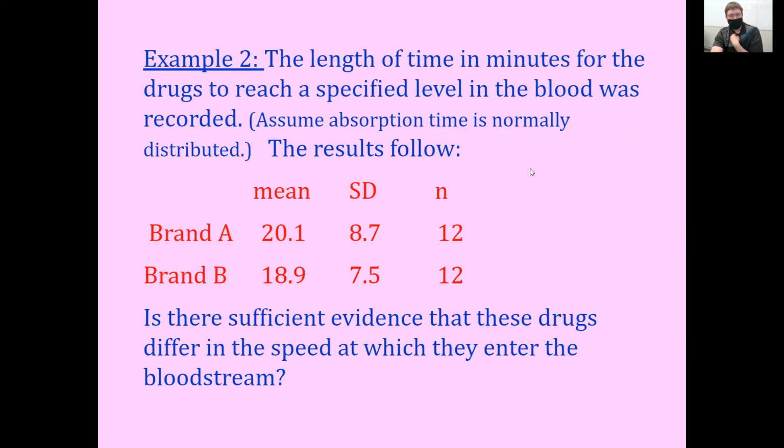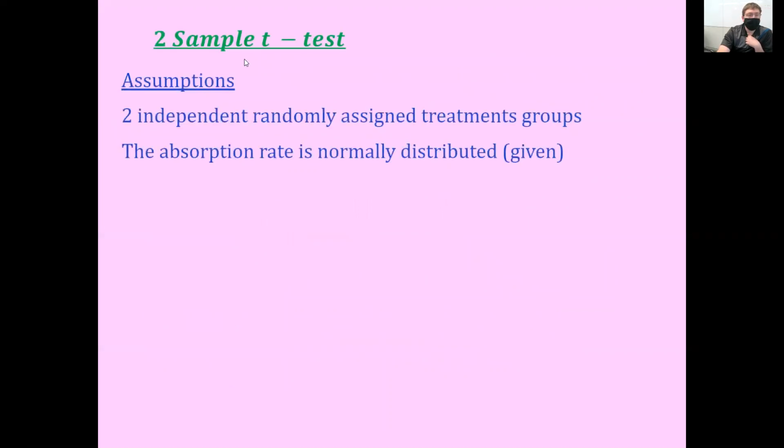All right, so looking at example number 2, the length of time in minutes for the drugs to reach a specified blood level was recorded. Oh, these look very familiar. Yes, it's the same sample. We're just now running the hypothesis test. Is there sufficient evidence that these drugs differ in the speed at which they enter the bloodstream? We already know the answer. Right, the answer is no, but we're going to prove it with our hypothesis test. So don't forget your label.